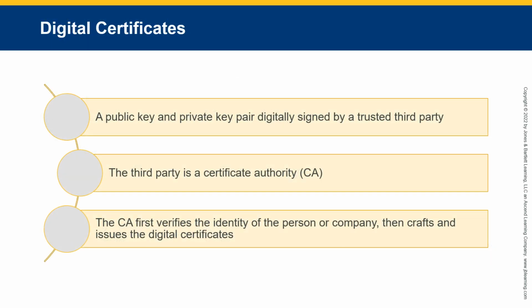Okay, so here we're going to talk about digital certificates. This is where a public key and a private key pair are digitally signed by a trusted third party. These can be like Entrust, GoDaddy, DigiCert, or whatever. These are trusted third party certificate authorities. Now, the CA first verifies the identity of the person or company, then crafts and issues a digital certificate for them.